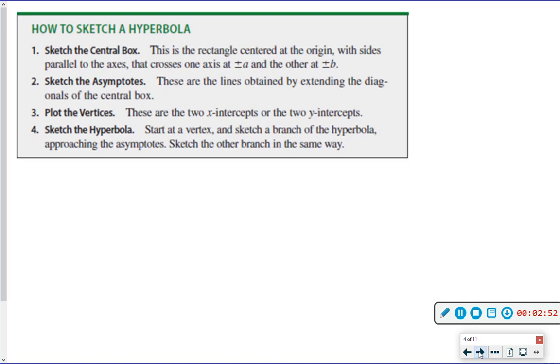So here's the rough how-to for drawing it. First thing I'm going to draw is what's called the central box. Sounds fancy, it really isn't. You mark that out the same way you would for an ellipse. I'm going to count my A and my B, horizontal and vertical. Then I'm going to draw the asymptotes, which are diagonal lines that go through the central box. I'm going to get the vertices on there, and then sketch it.